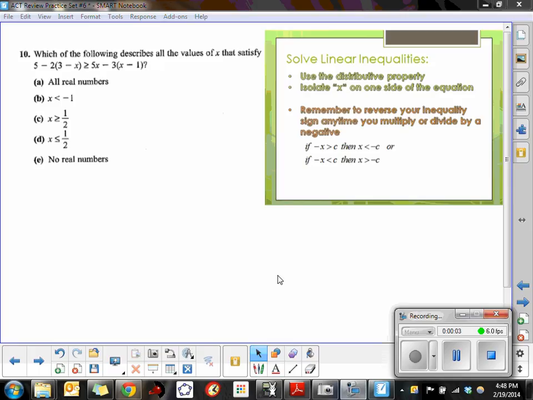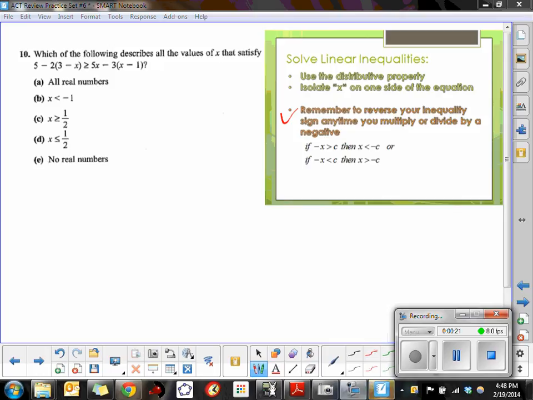Question number 10 is solving linear inequalities. We're first going to use the distributive property to break down the parentheses, then we're going to collect our like terms. We're going to isolate x, and I'll put a little plug in here, just a reminder that anytime you're working with inequalities, if you multiply or divide both sides of the equation by a negative, make sure you reverse your inequality sign.